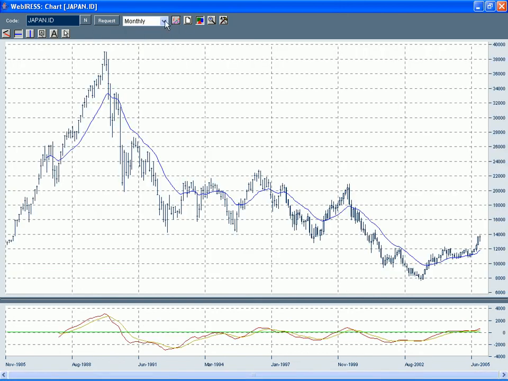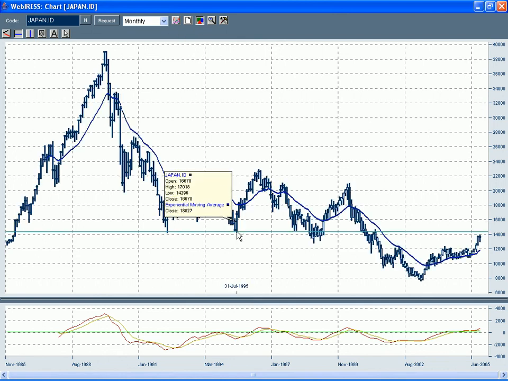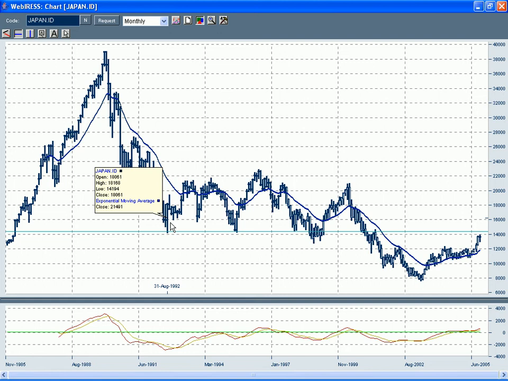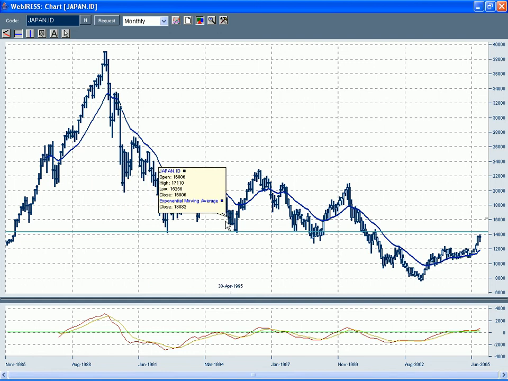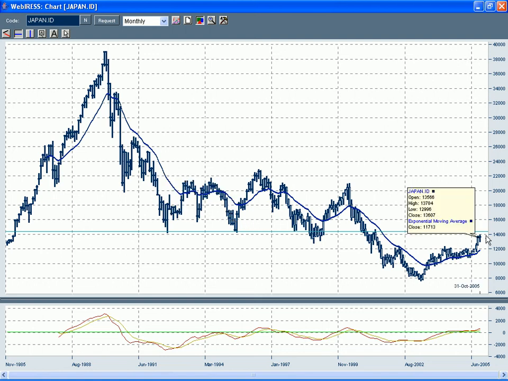Alright, and let's mark some levels in. This level here, the low was 14,194, so 14,200. And 14,296, 14,300. So about to retest support at around the 14,000 to 14,200 level. Righty-ho, another one to watch.